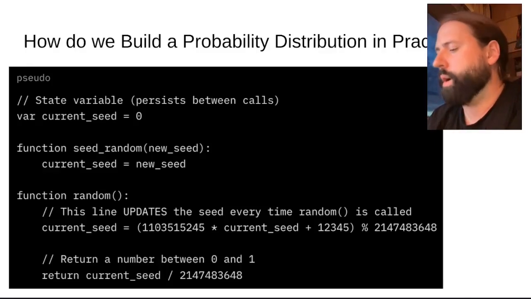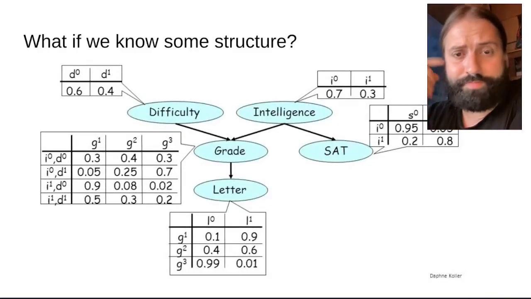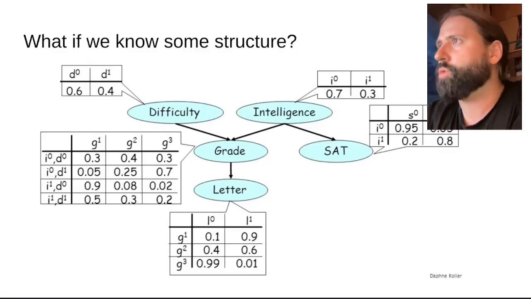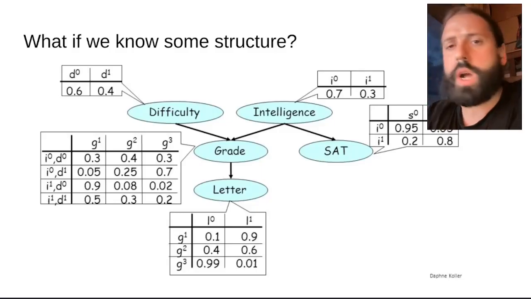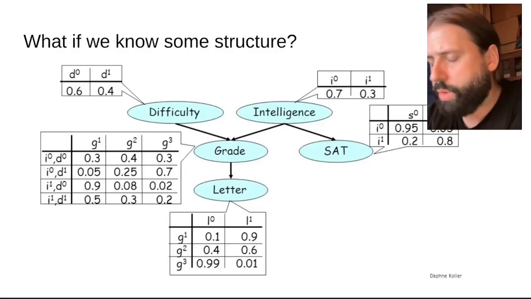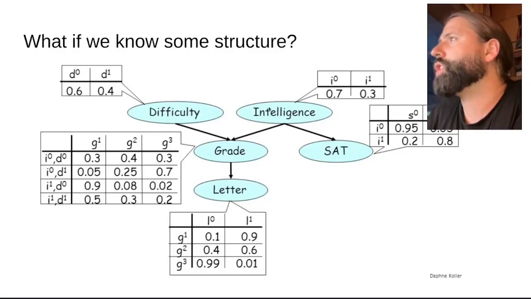What happens if we know some structure about the thing that we want to represent with that probability distribution? Then you can build things like this. You can build connected graphs, and the nodes in this graph have individual probabilities, so you would have the probability of something being difficult, or your intelligence.